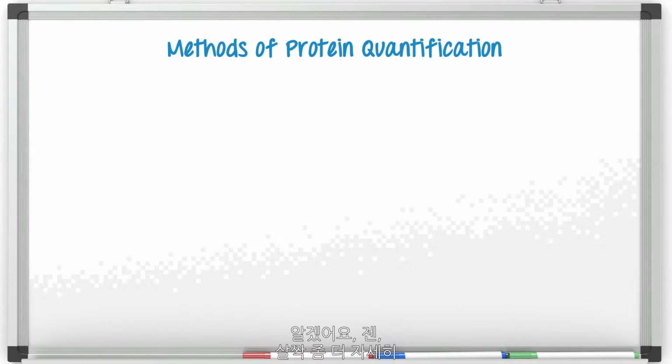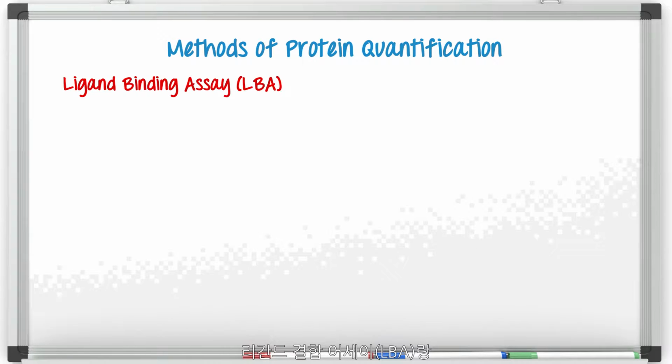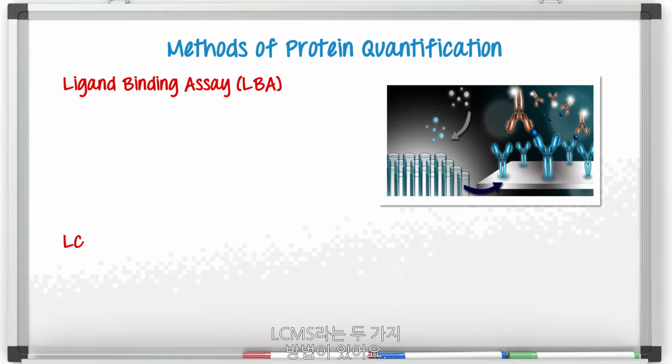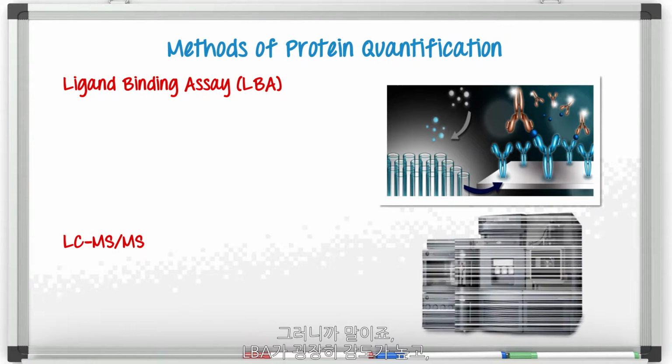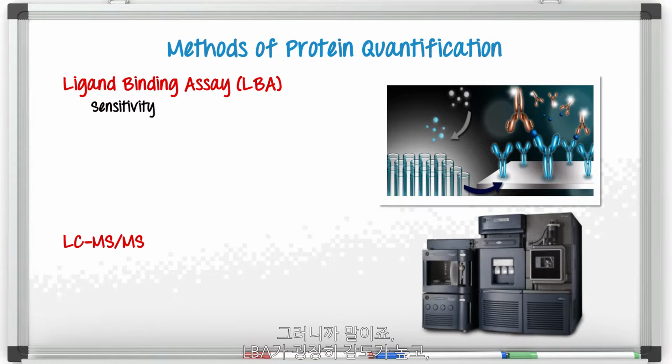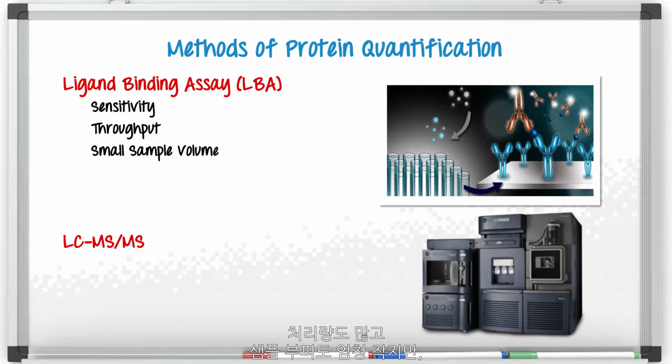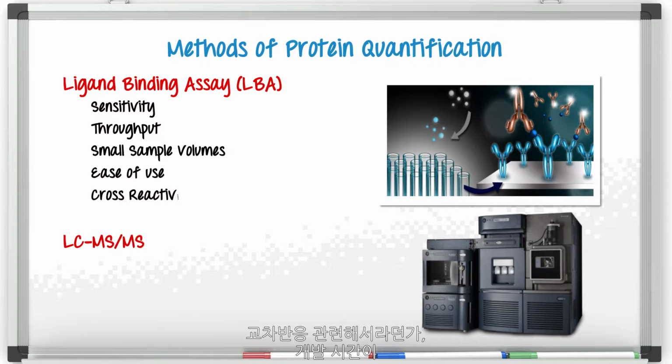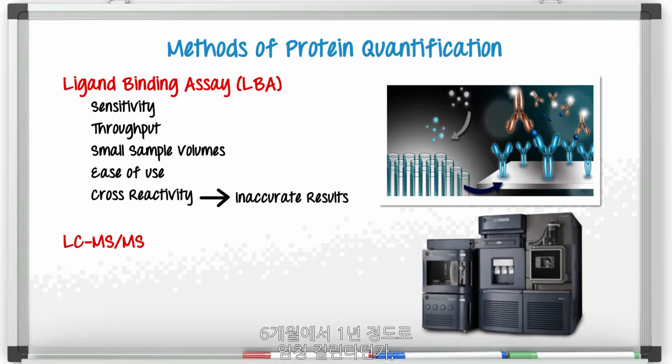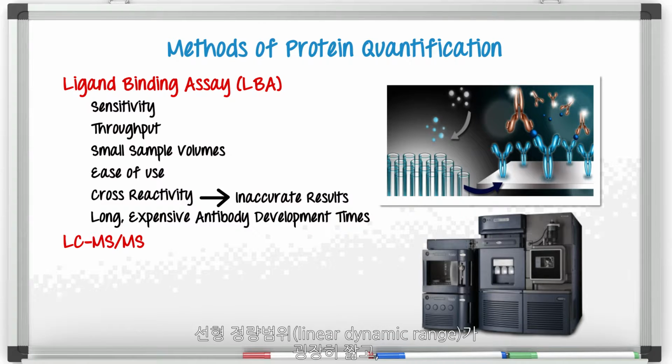All right, Jen, let me explain this in a little more detail. There are basically two methods for doing protein quantification: ligand binding assays, or LBAs, and LCMS. While LBAs have high sensitivity, high throughput, and use very small sample volumes, there are some serious limitations: cross-reactivity, very long development times that can take 6 months to a year, difficulty multiplexing, and a limited linear dynamic range, maybe an order or two of magnitude. So you start to see where LCMS has some significant benefits.